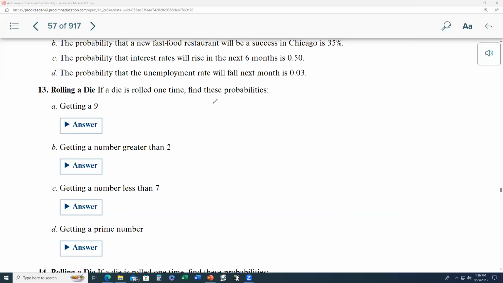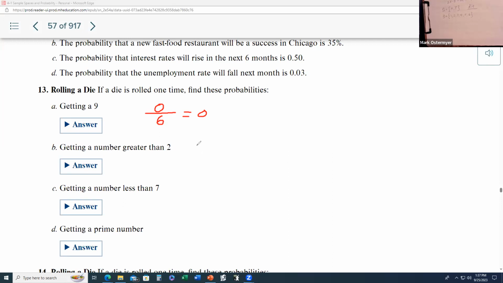Wouldn't it be zero? Yeah, how many ways can a 9 occur? Zero. Out of how many possible outcomes when you roll a die? Six. Zero divided by 6 is what? Zero. That'd be the probability of rolling a 9.